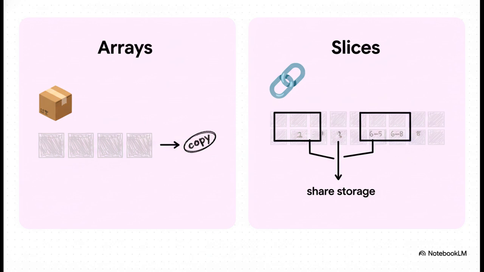What does that mean? It means when you assign an array or pass it to a function, you're not just passing a reference, you are creating a full-blown copy of all its data. It's like photocopying an entire book instead of just sharing a link to it. This is great for keeping data separate, but you can see how it could get inefficient with large collections. And it's a huge contrast to how slices work.